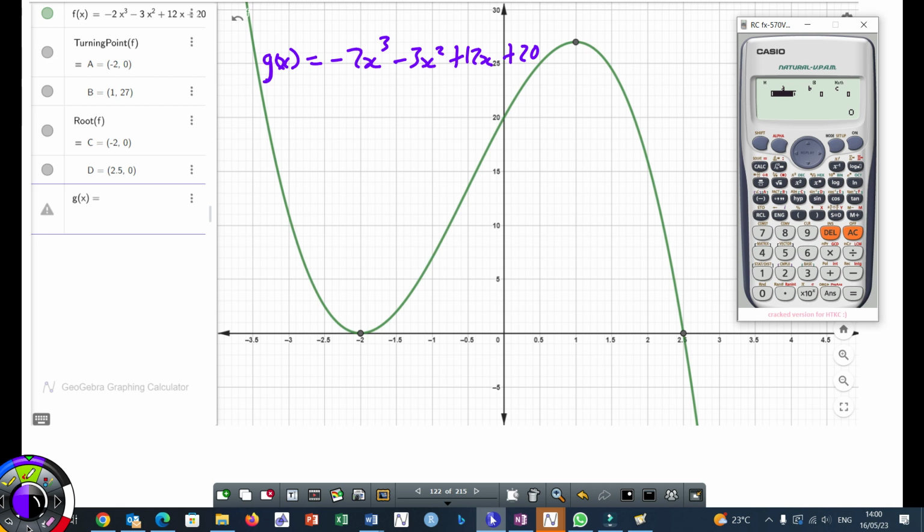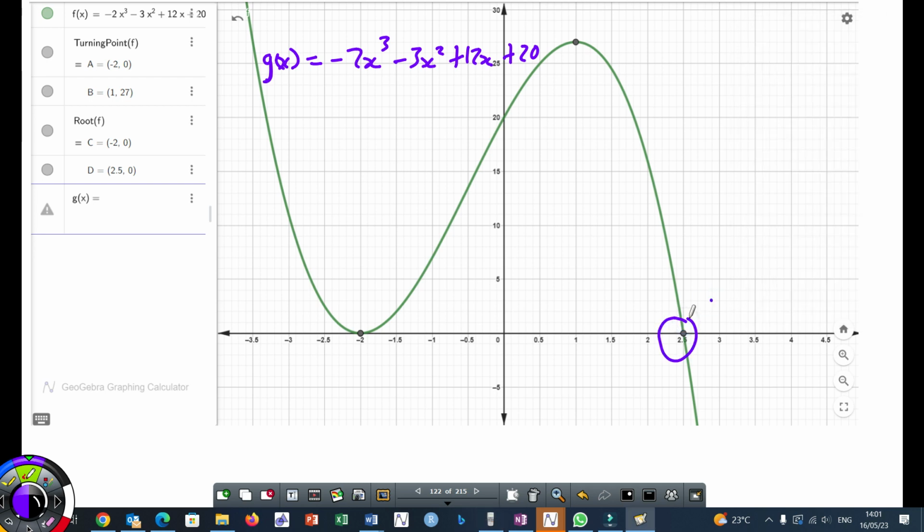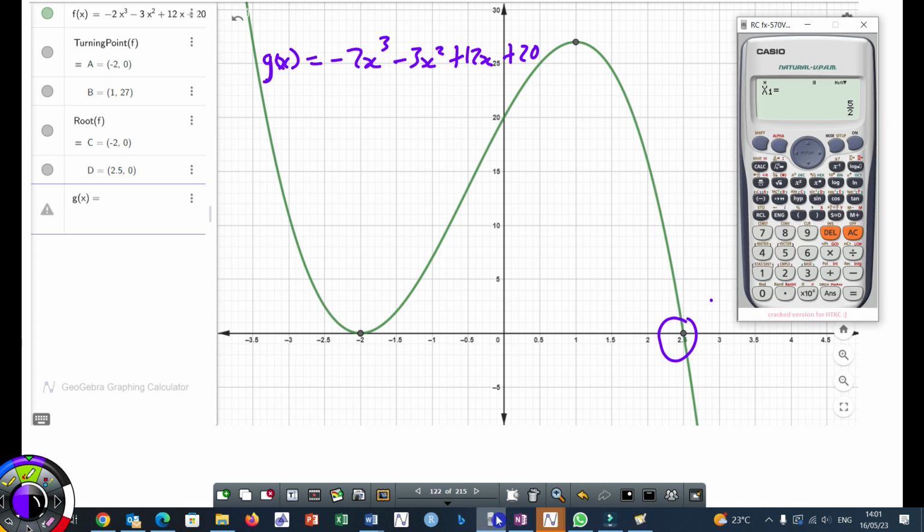So your A is -2, your B is -3, C is 12, that's positive 12, and then D is positive 20. Then you press equals. So the first value, x equals 5/2, that's the one which is here. So you've got an x-intercept here. Then the second one, if you press equals, it says x2 equals -2.